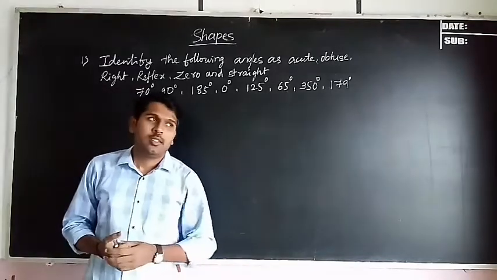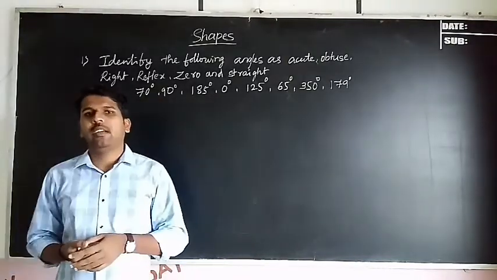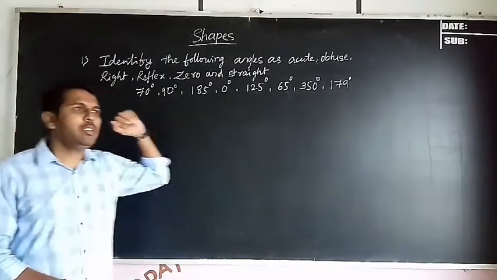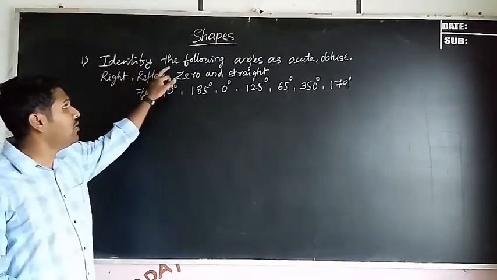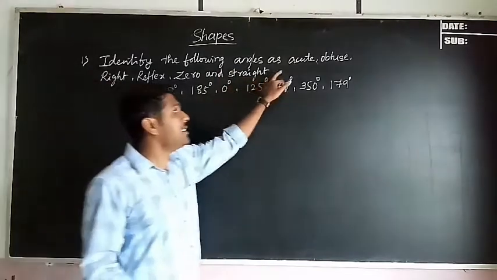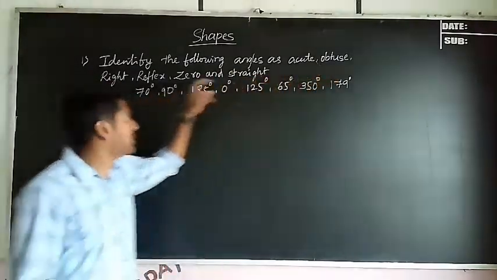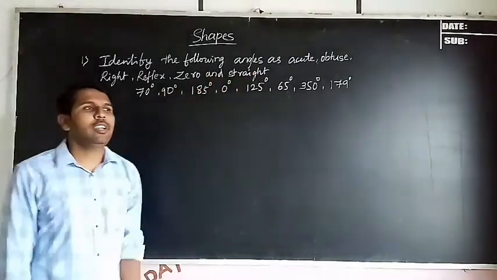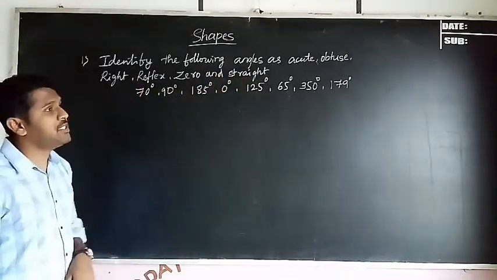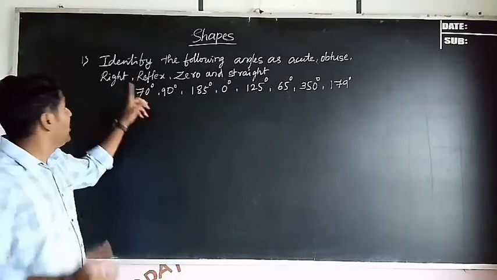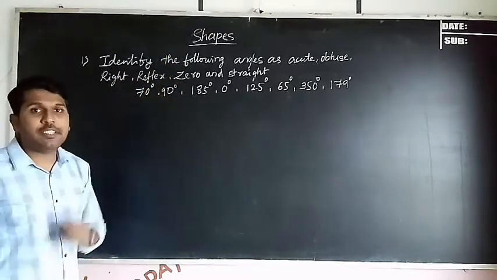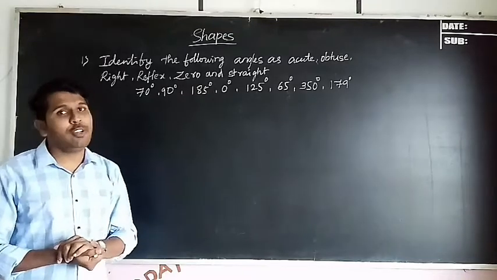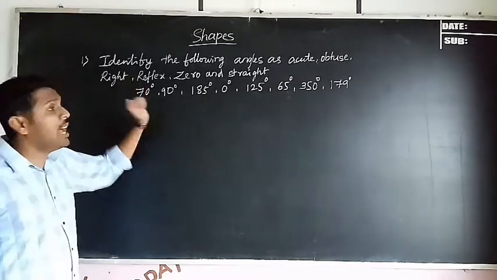Okay, now we will study the types of angles. So the first question: identify the following angles as acute, obtuse, right, reflex, zero, and straight. How to identify these? If you want to identify the angles, first you should know the definition of all these types of angles. Then only you can identify the angles.